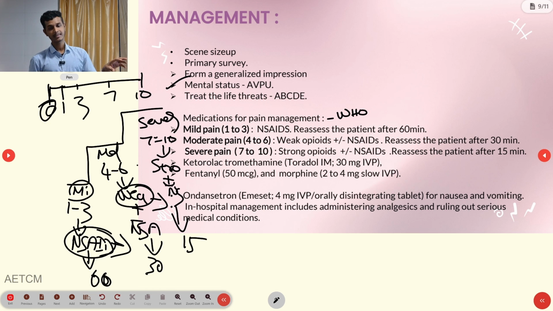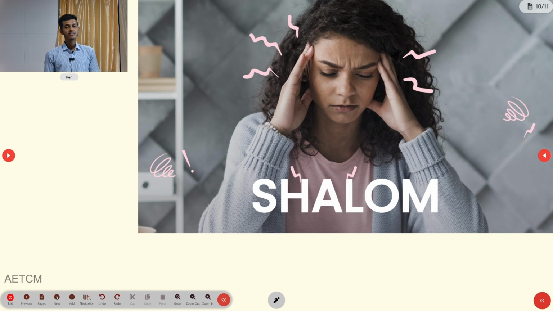And then we have to treat the associated symptoms. So ondansetron: we said nausea and vomiting are associated symptoms in migraine headache, so we have to treat that condition also with Emeset. So in hospital management, mainly analgesics, and then we have to rule out the specific life threats or causes. For sinusitis, based on the PNS X-ray, they will go for imaging and then they will manage the condition accordingly.